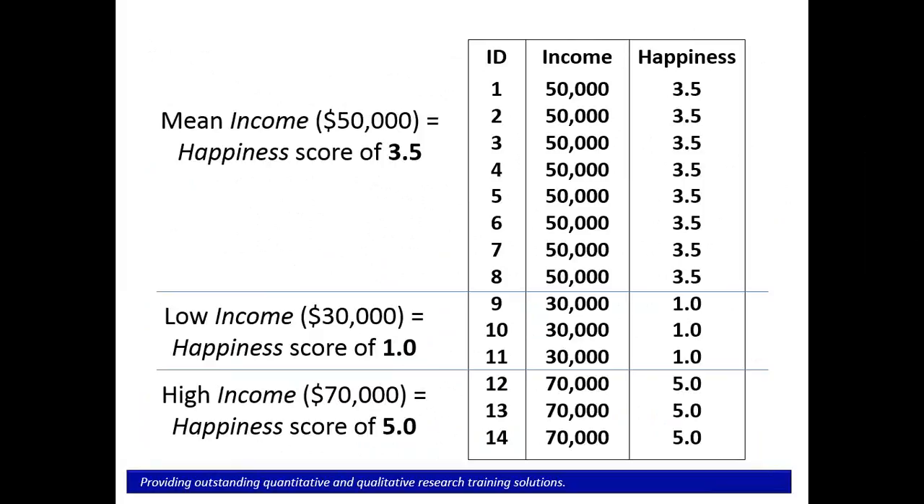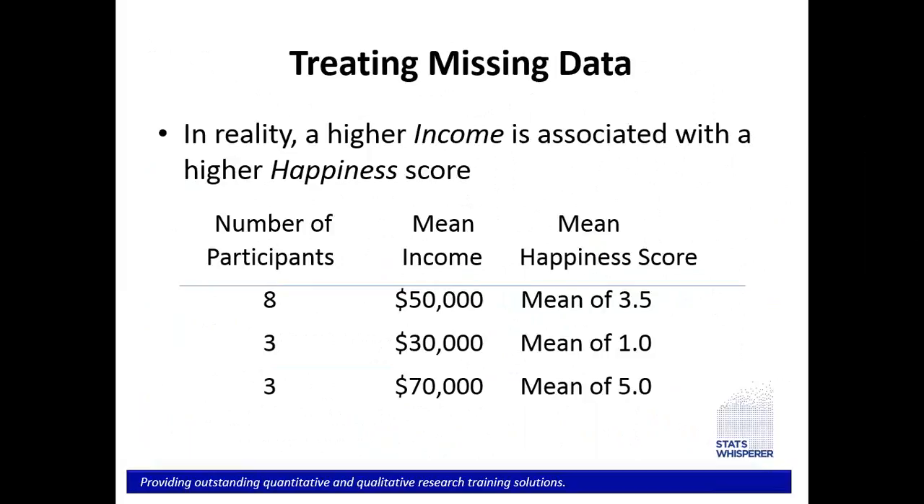So you can see we have a range here, where the middle incomes are related to middle happiness, the low incomes are related to low happiness, and the high income is related to high happiness. So let's assume this is the actual situation. If we put it in a frequencies table, we have 8 study participants with a mean income of $50,000 with a mean happiness score of 3.5, 3 study participants with a mean income of $30,000 with a mean happiness score of 1.0, and 3 study participants with a mean income of $70,000 with a mean happiness score of 5.0.